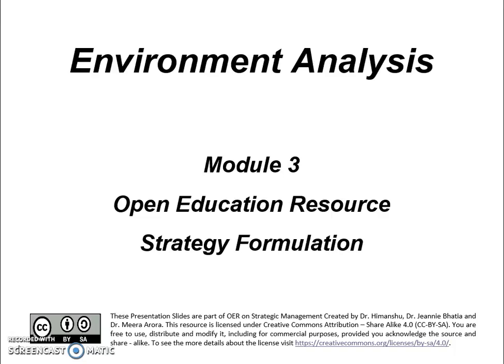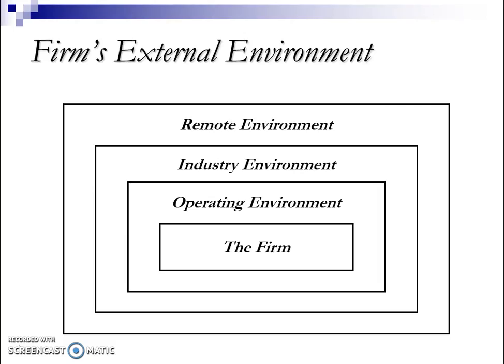Now the environment of an organization consists of two components, external and internal. First, let's try and see the external environment of a firm, or where a firm operates. So the three major components of a firm's external environment are the immediate operating environment, the industry environment, and the remote environment of a firm.